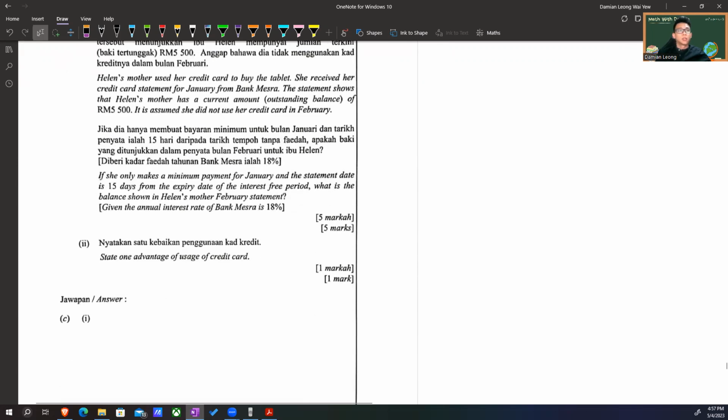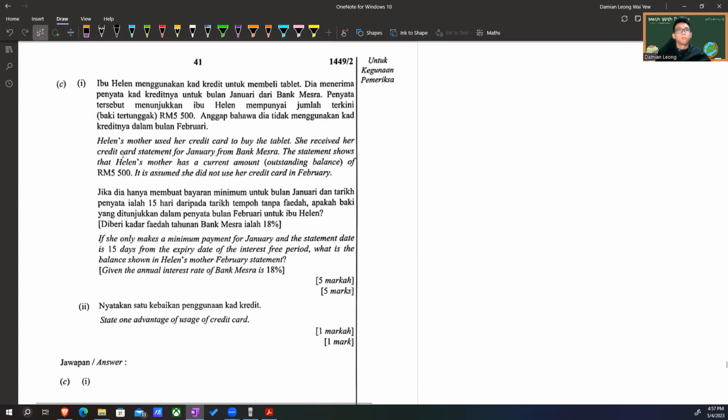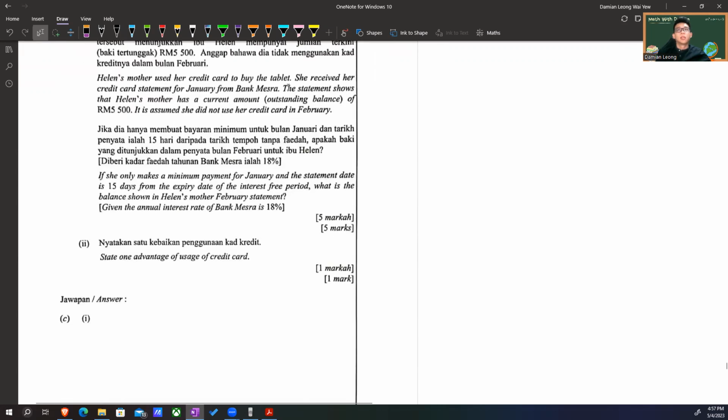Helen's mother used a credit card to buy the tablet. She received her credit card statement for January from Bank Mastra. Statement shows Helen's mother has current amount outstanding balance of 5,500. So assume that she did not use in February. If she only makes minimum payment for January and statement date is 15 days from expiry of the interest-free period. What is the balance shown in Helen's mother February statement? Annual interest rate 18%.